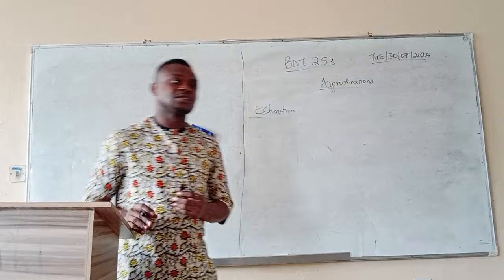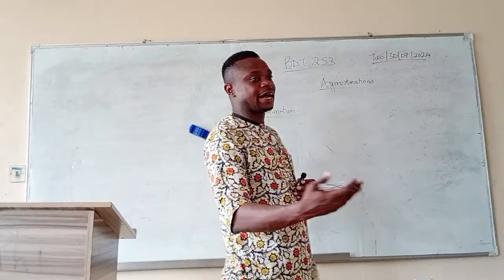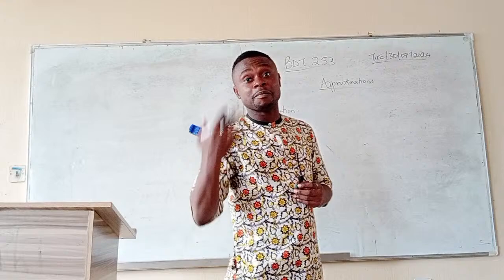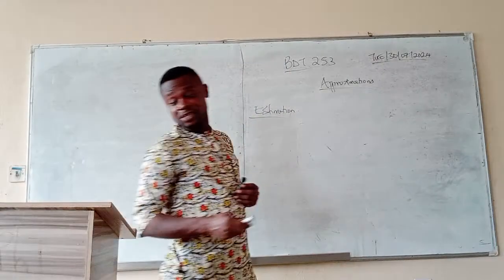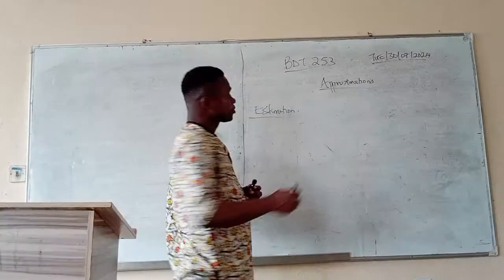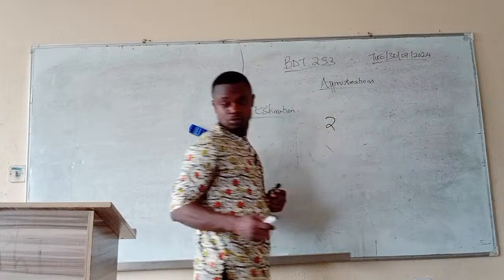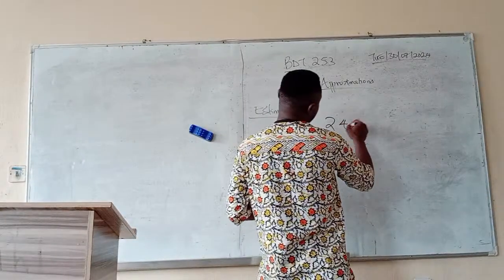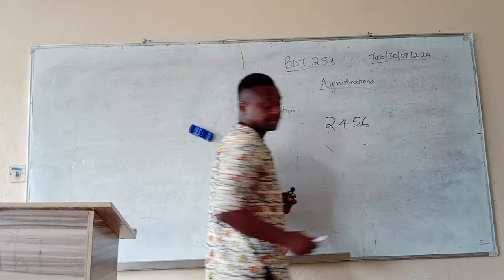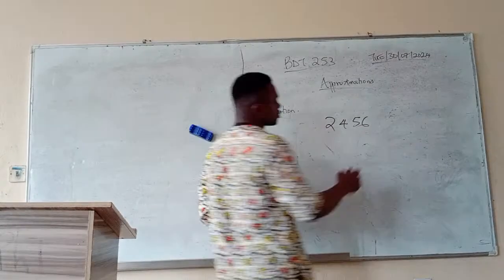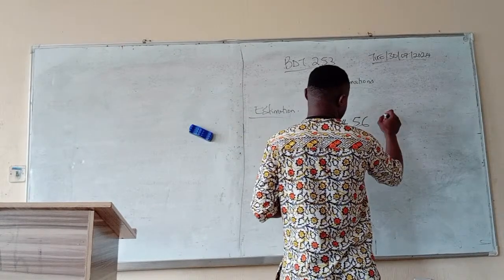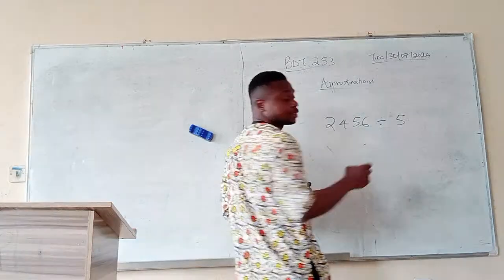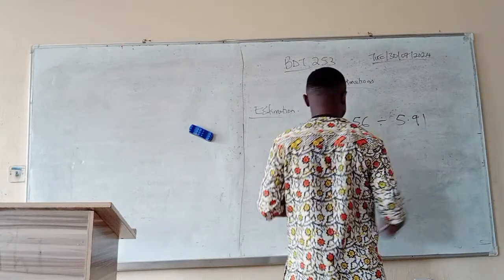the normal process of carrying out operation in division takes place. All right, let's look at this number. It says 2456 divided by 5.91.